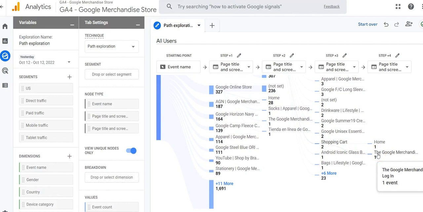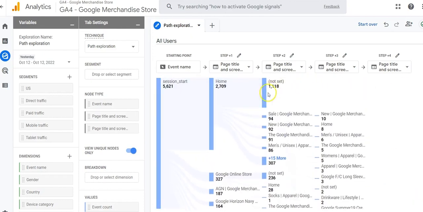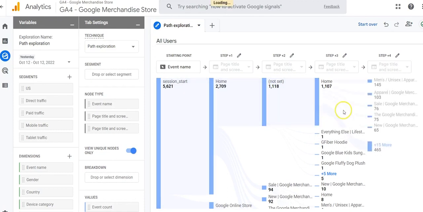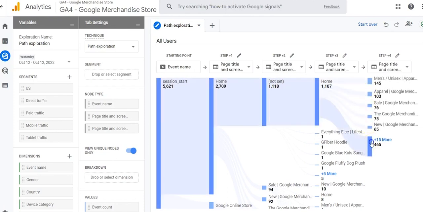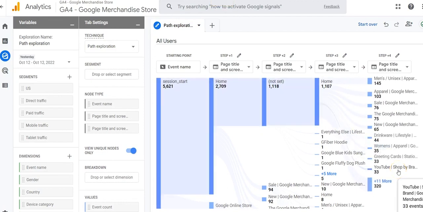Interesting. We'd love to see more people getting to that shopping cart, wouldn't we? What is it that might bring people to that shopping cart? You can see that the not set is an area that doesn't give us much data. And we can keep on clicking and looking and exploring and following this path to see where did people go? What did they look at?